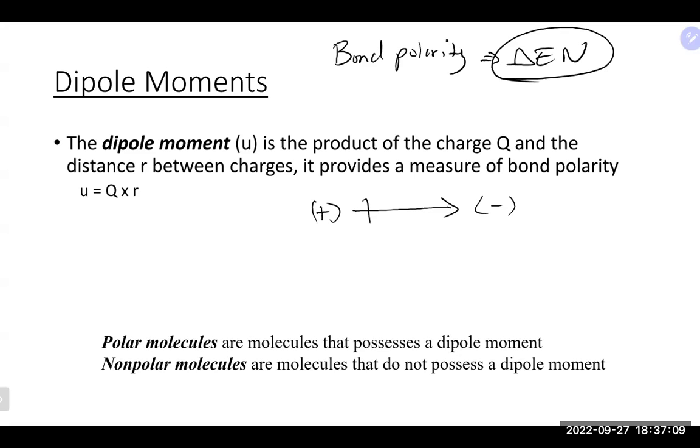Non-polar molecules will not. If it is a non-polar molecule overall, what that means is the molecule itself is sharing all the electrons equally. So there is no side of that molecule that's more positive, and no side that's more negative. It's kind of neutral, if you want to think about it.